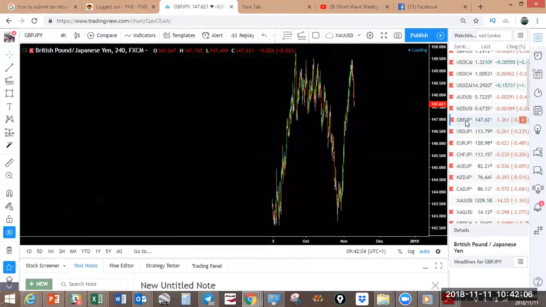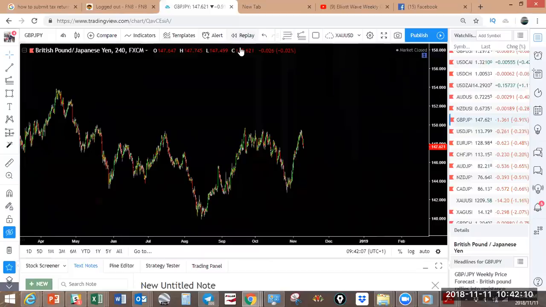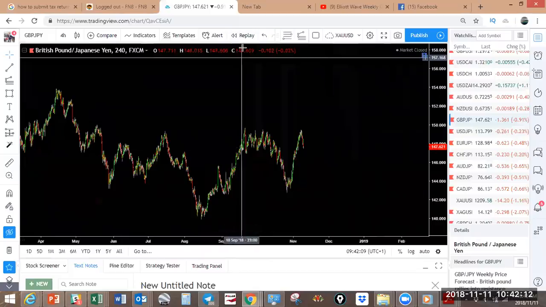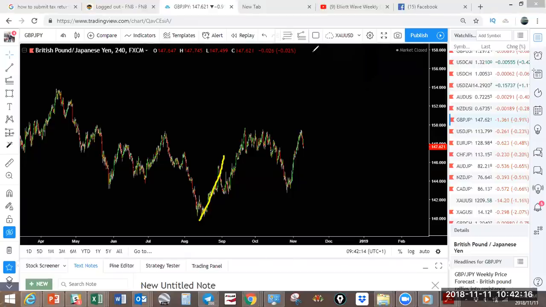Pound JPY, like most pound pairs, has reversed exactly where we wanted it to reverse. It's not necessarily a reversal, but rather a corrective structure. Look at this one here. You would have thought that this has made a move up and it's going to drop. It does not always work like that. This was not a drop, it was a correction. 1, 2, 3.